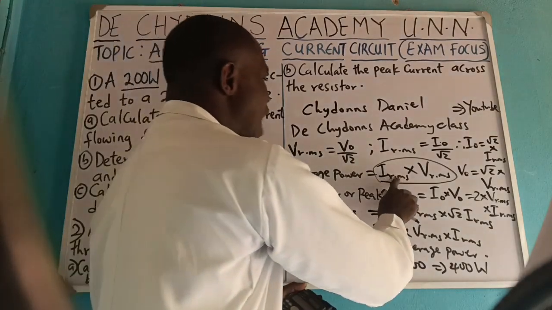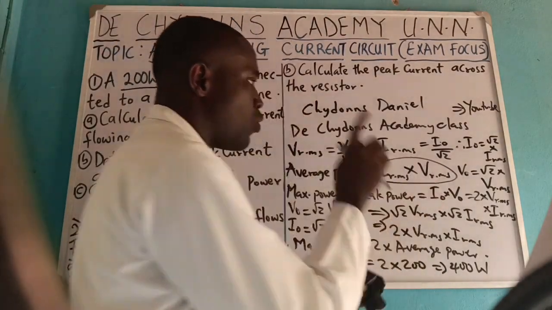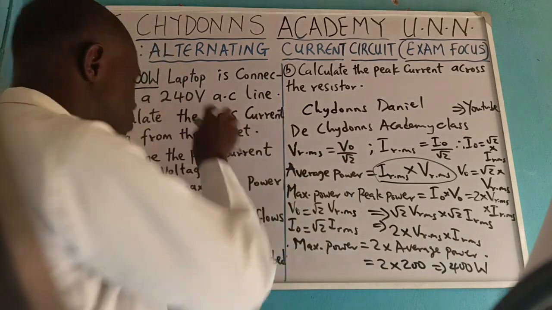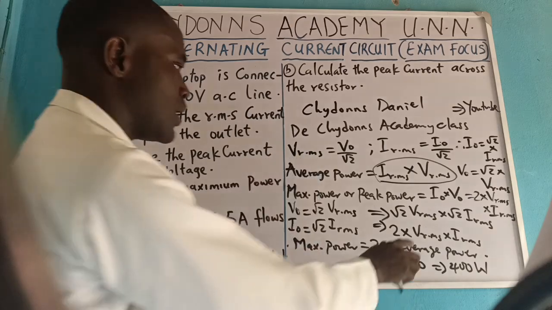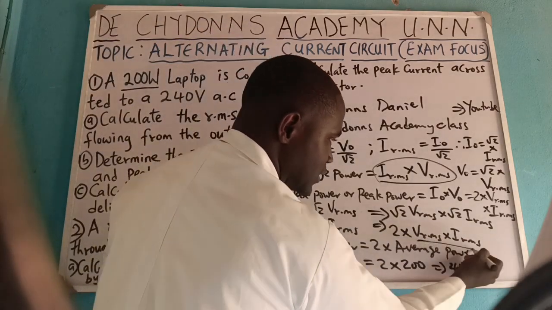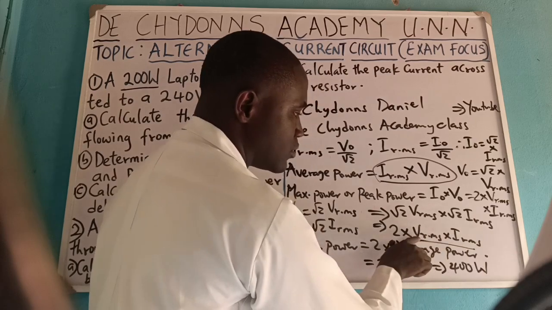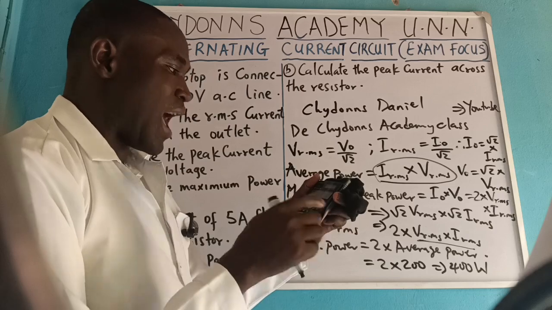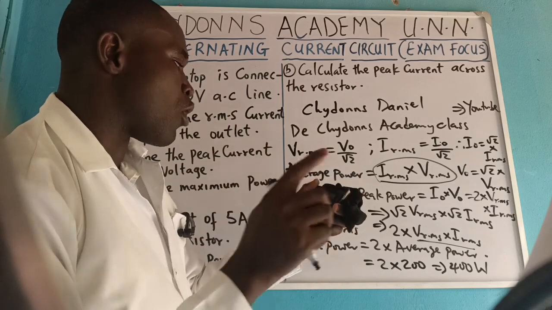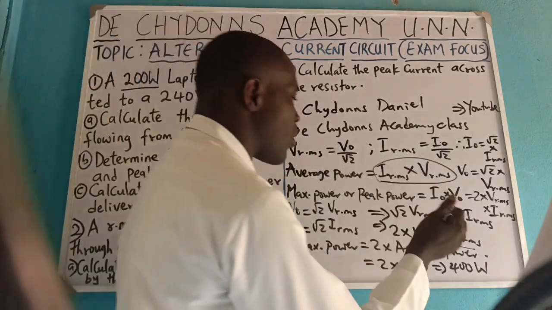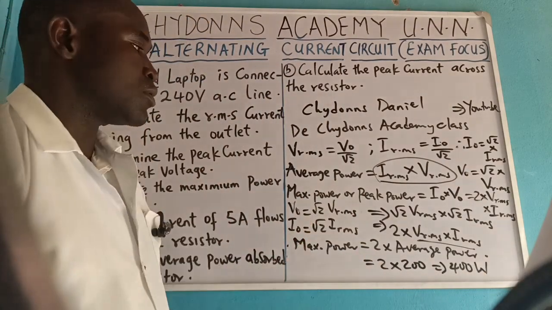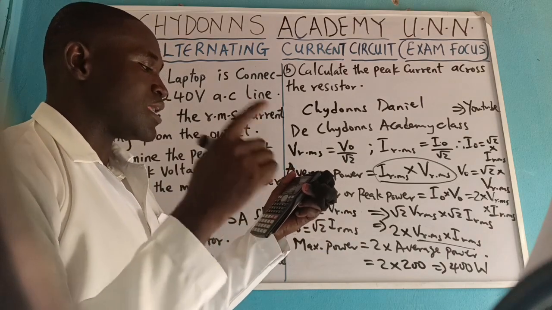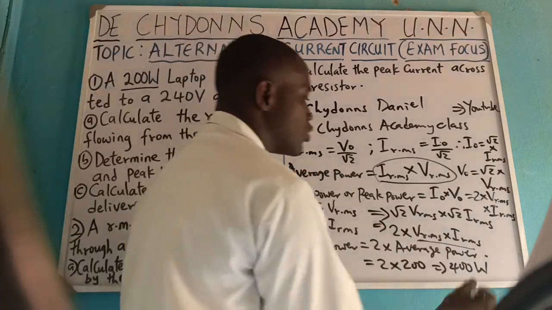So if we multiply I root mean square times this, we have 0.83 times V root mean square, which is 240, then times 2. You'll be having 398.4 watts. That is from approximation. Approximating to the nearest tens will give you 400.